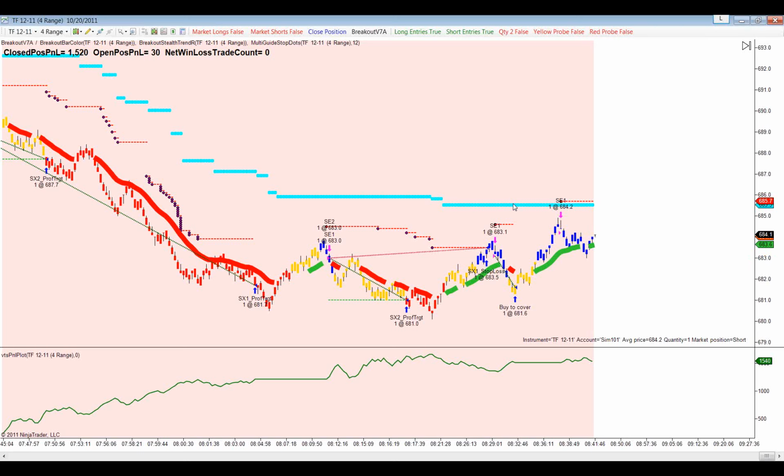The background on this, Denton, is using the trend filter. It's using this big trend filter right here. It's using the 34. Okay, so we're about to come up through there. There it is. Going to go ahead and close the position. Took a small loss, okay, but that's okay. That's how you manage your trade.